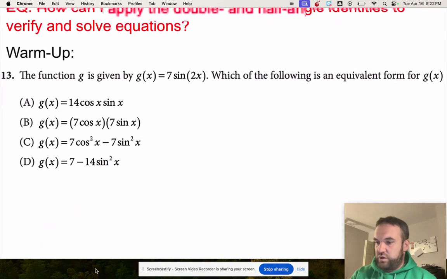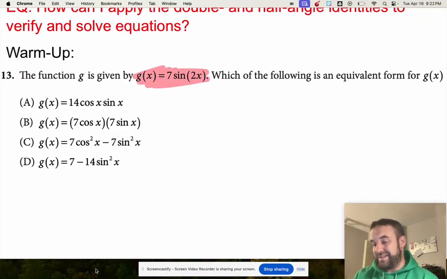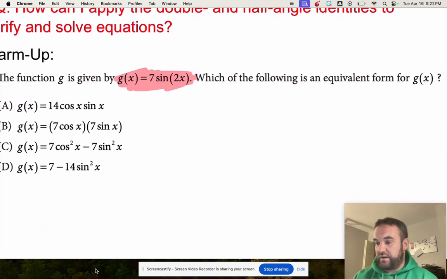The warm up is a question that comes from a practice AP pre-calc test. It says that the function g is given by g of x equals 7 times sine of 2x. Which of the following is an equivalent form for g of x?